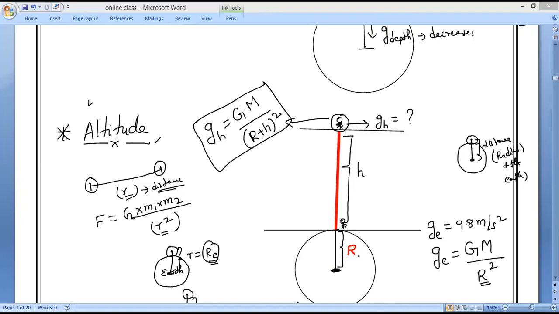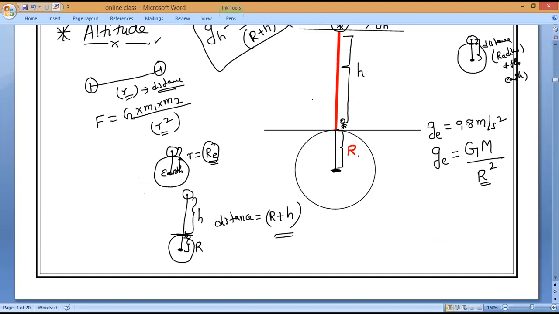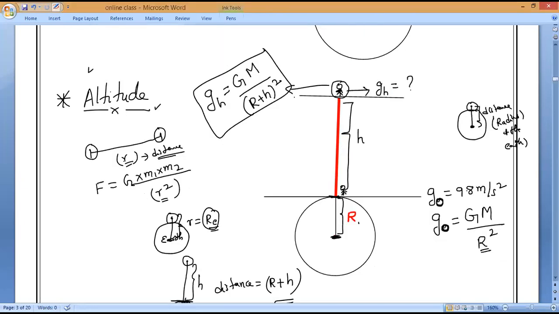Now observe very carefully. On the surface, always remember the g value is represented with g naught. Is it okay, guys? And above the ground, how is the g value represented? g subscript H. Please remember that.